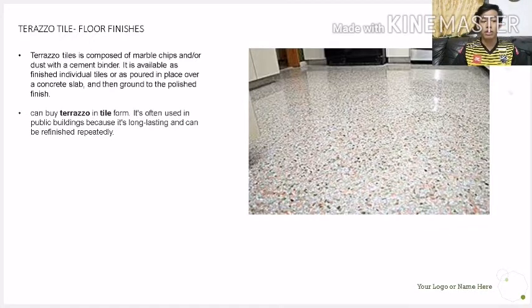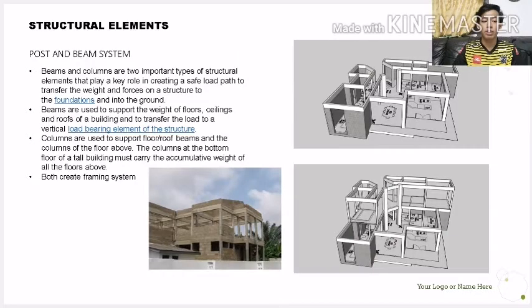Now let's take a look at the structural element. The post and beam system is commonly used in building structure, and as we know, there are two types in this structure system: beam and column. Beams support the loads to a vertical bearing element, and columns are used to support floor or roof beams and the column of the floor above. This merging can create the framing system.